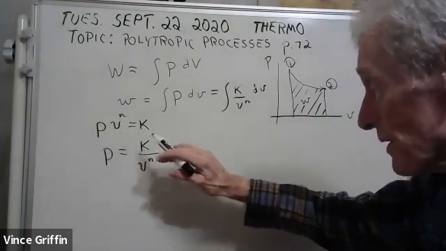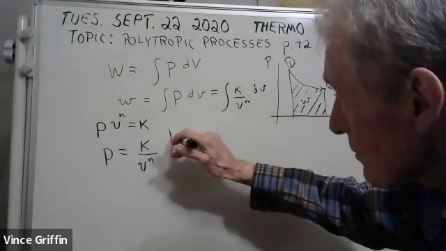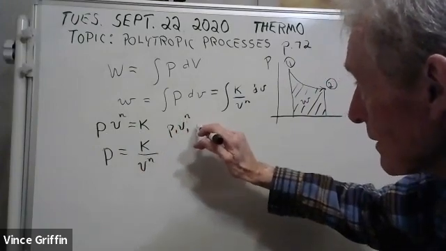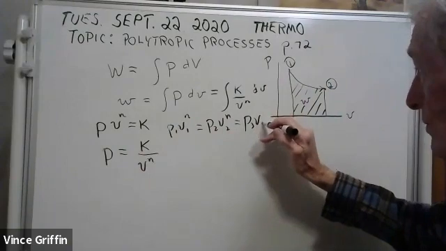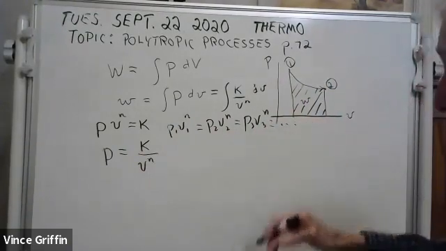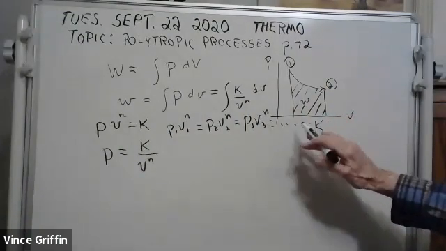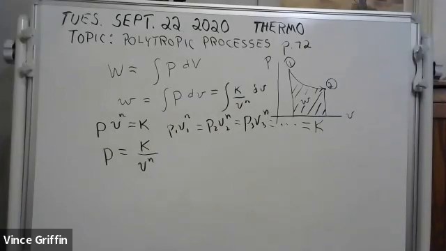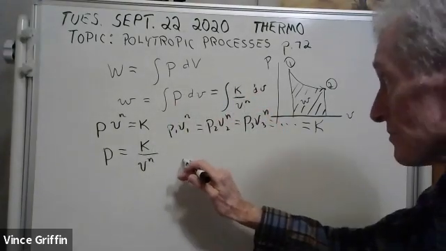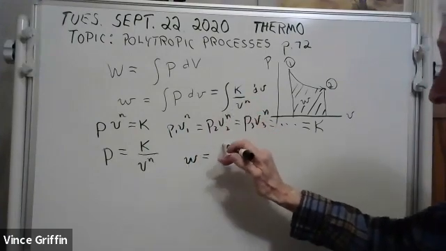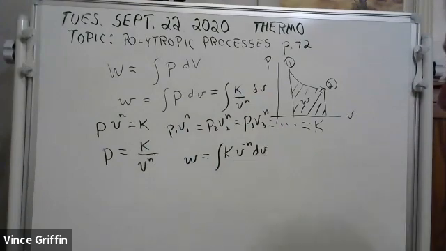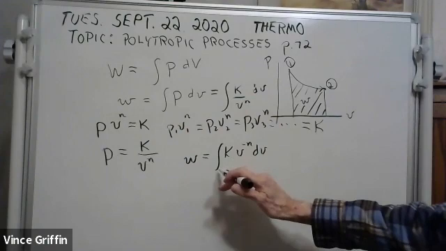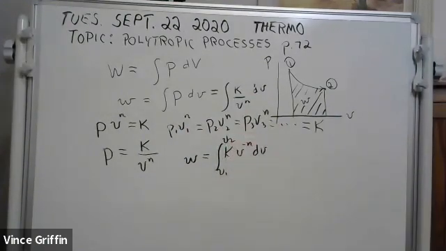Now go back to this here for just a minute. You could go P1 V1 to the n would equal P2 V2 to the n would equal P3 V3 to the n would equal dot, dot, dot forever and ever, which would equal your k. So all of these equal the k. And we got a nice equation here now for our work per mass. Only I'm going to write it like this: k v to the minus n dv. All right. And now we want to go from v1 to v2. Okay.